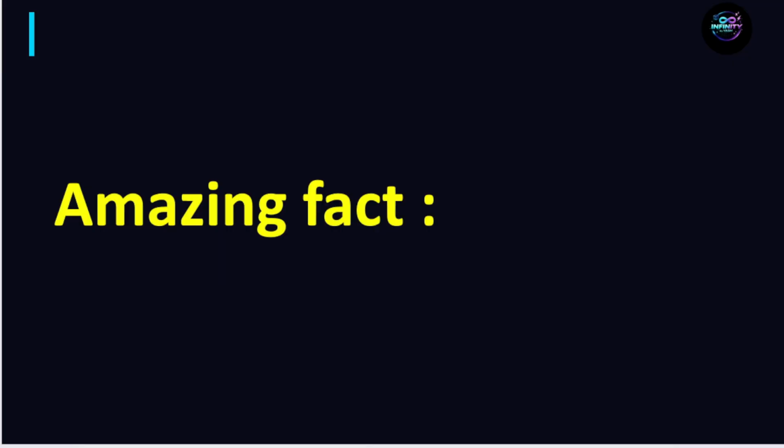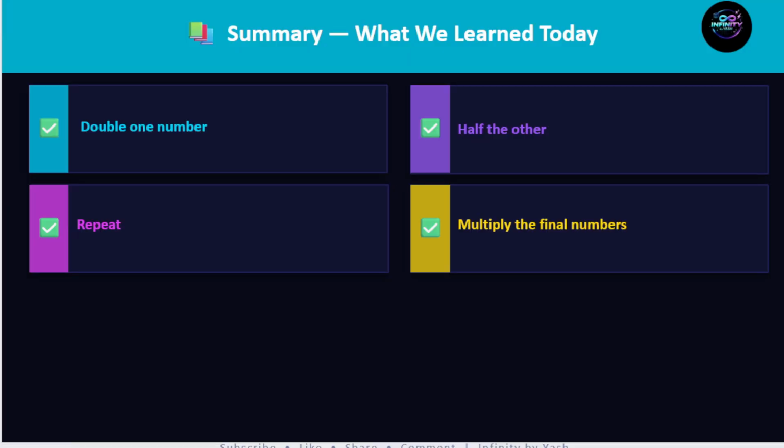There is an amazing fact. Ancient Indian mathematicians discovered several mental calculation techniques centuries ago. Even today, these tricks are used to improve calculation speed in competitive exams. So use these tricks in your competitive exam. So today's trick: double one number, halve the other number, repeat till you get one or when halving becomes difficult, and multiply the final answers. That's all.